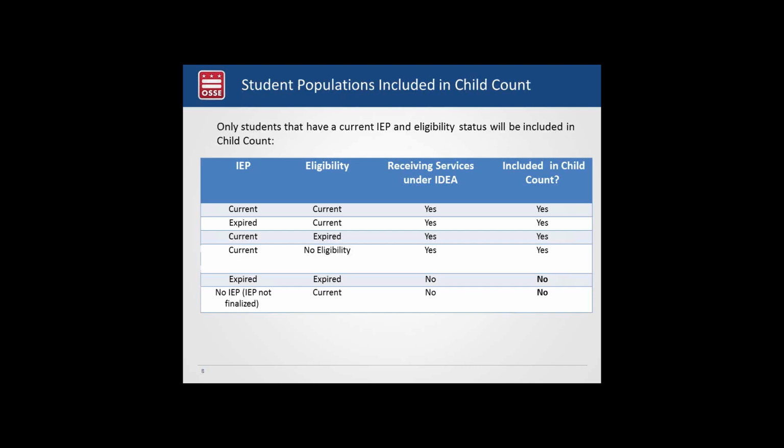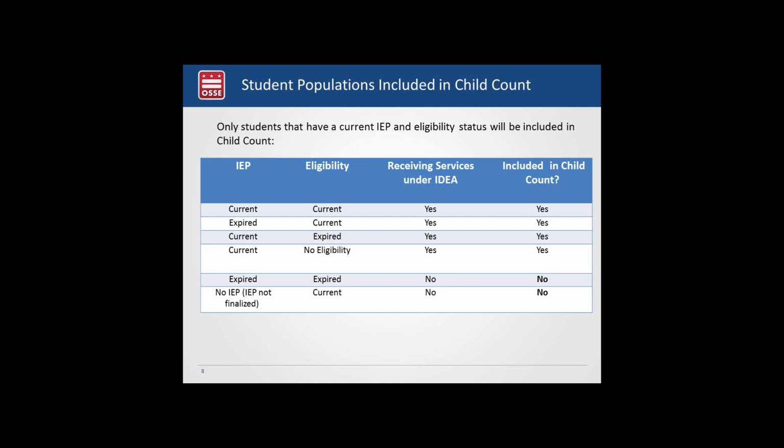This table here shows you what needs to occur in order for a student to show up on the child count roster. So the IEP has to be current, eligibility is current, students receiving services under IDEA, the student will be included in child count. If the IEP is expired, but the student has a current eligibility and the student is receiving services under IDEA, the student will be included in child count. If the student has a current IEP, an expired eligibility, is receiving services under IDEA, the student will be included in the child count roster.